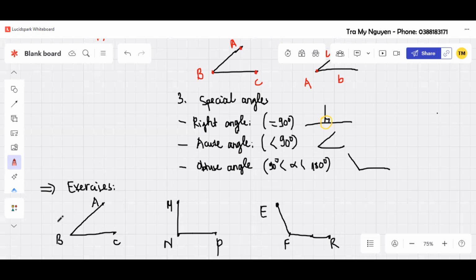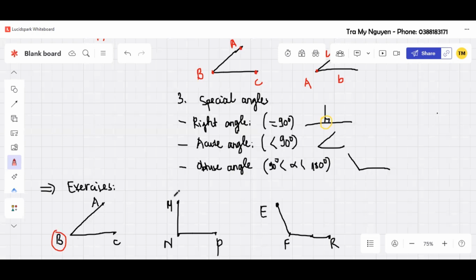Let's get started with the very first figure. What is the vertex of this angle? Please tell me. It must be B, because you can see B is the point at the vertex and it is the intersection between two lines here. So B will be the vertex of this first angle.